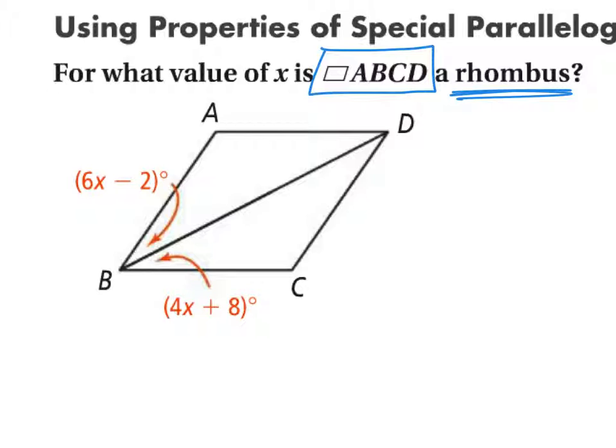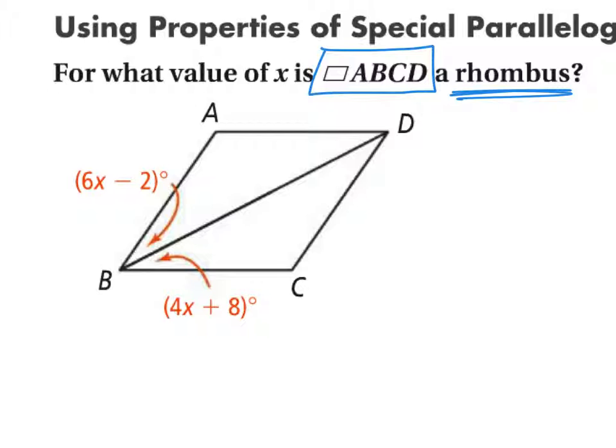Okay. Well, looking at the diagram, what do we call this segment? Well, we don't know that yet. We know that it's a diagonal, right? Absolutely. And again, I'm just trying to spell it out for you guys here, making sure you know what you're supposed to be looking for. 6x minus 2, what is that referring to? What's that arrow pointing to? An angle. 4x plus 8, what's that pointing to? An angle. Now, in order to be a rhombus, what has to be true about this diagonal? It has to be an angle bisector.